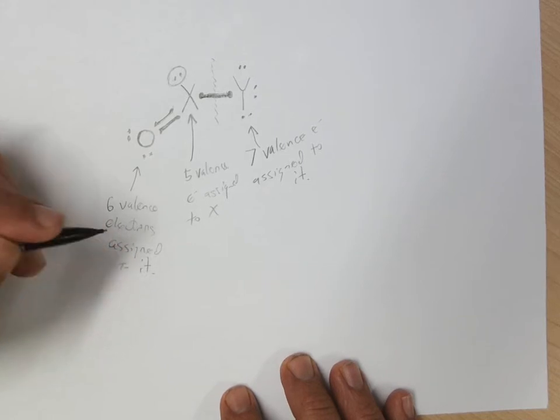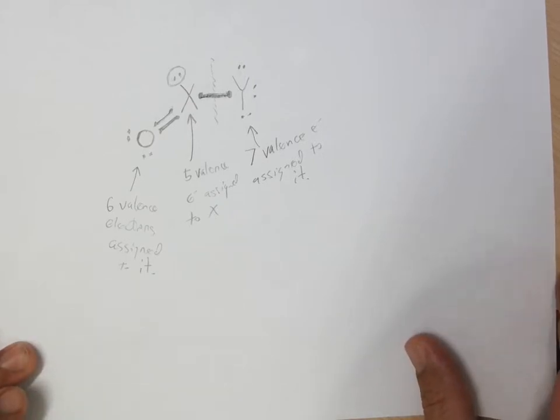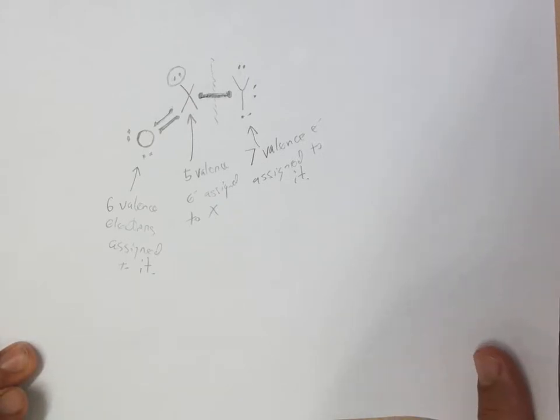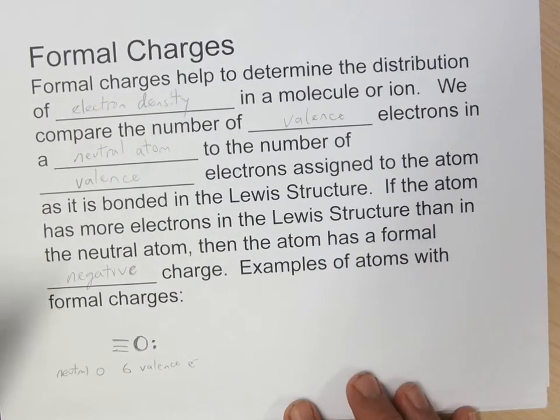Or the way I like to think of it is it owns 6 of those valence electrons in the bond, in the molecule or ion. Alright, so that's how we figure out how many electrons are assigned to each atom as it's bonded in the structure. So let's go back to where I was going to do some examples of atoms with formal charges.